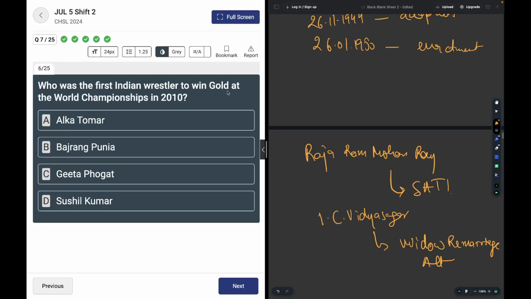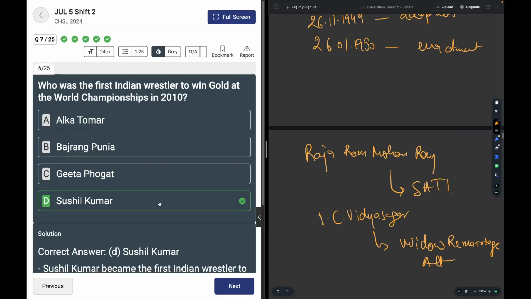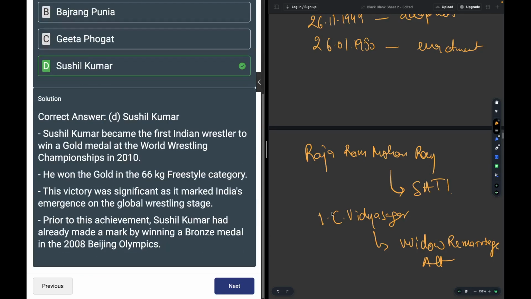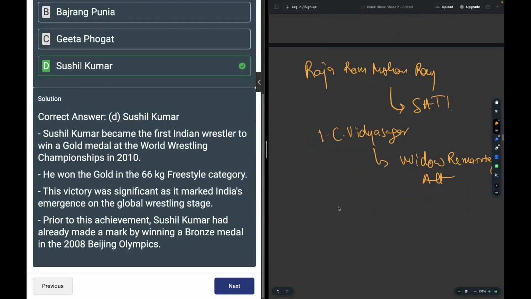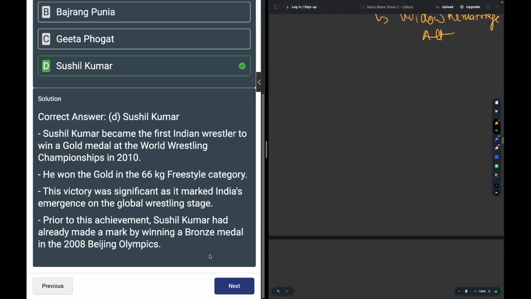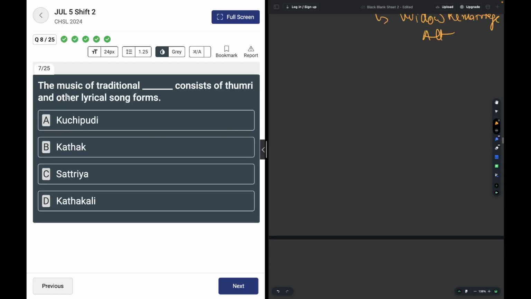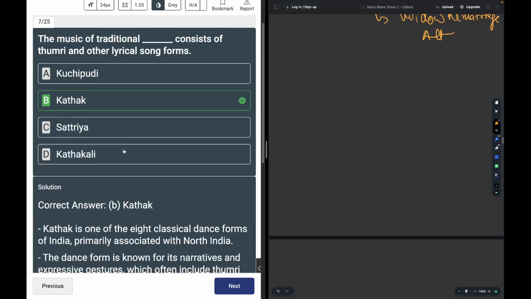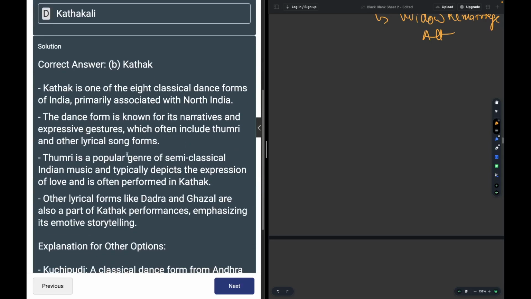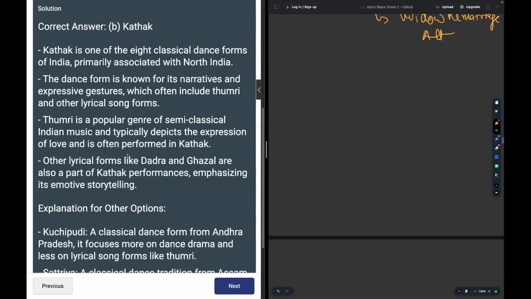Who was the first Indian wrestler to win gold at the World Championship in 2010? The answer is Sushil Kumar. Again, a very factual question. He won the gold in the 66 kg freestyle category. Okay, moving on. The music of traditional dash consists of thumri and other lyrical song forms. The answer is Kathak. Again, a very factual question coming from the static GK perspective.